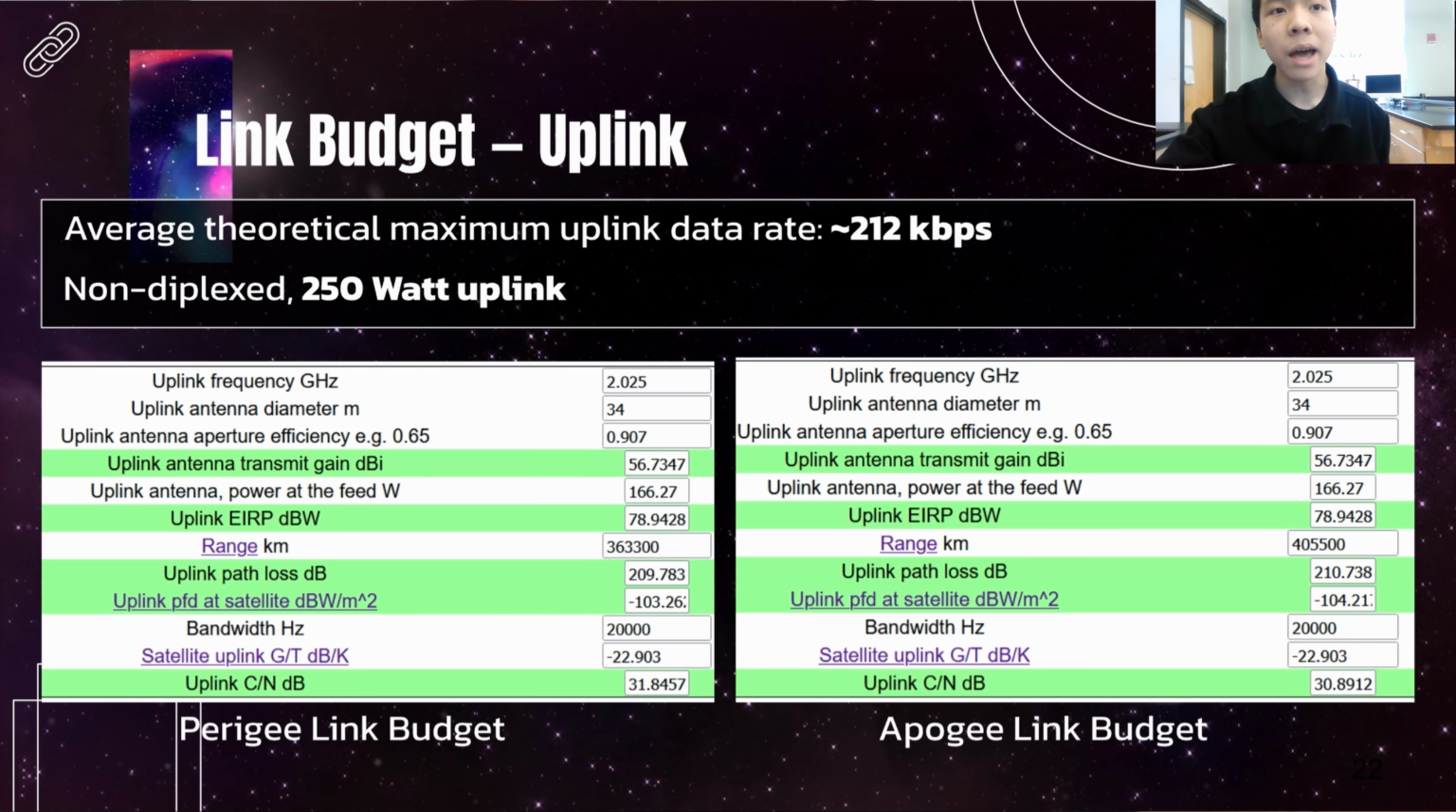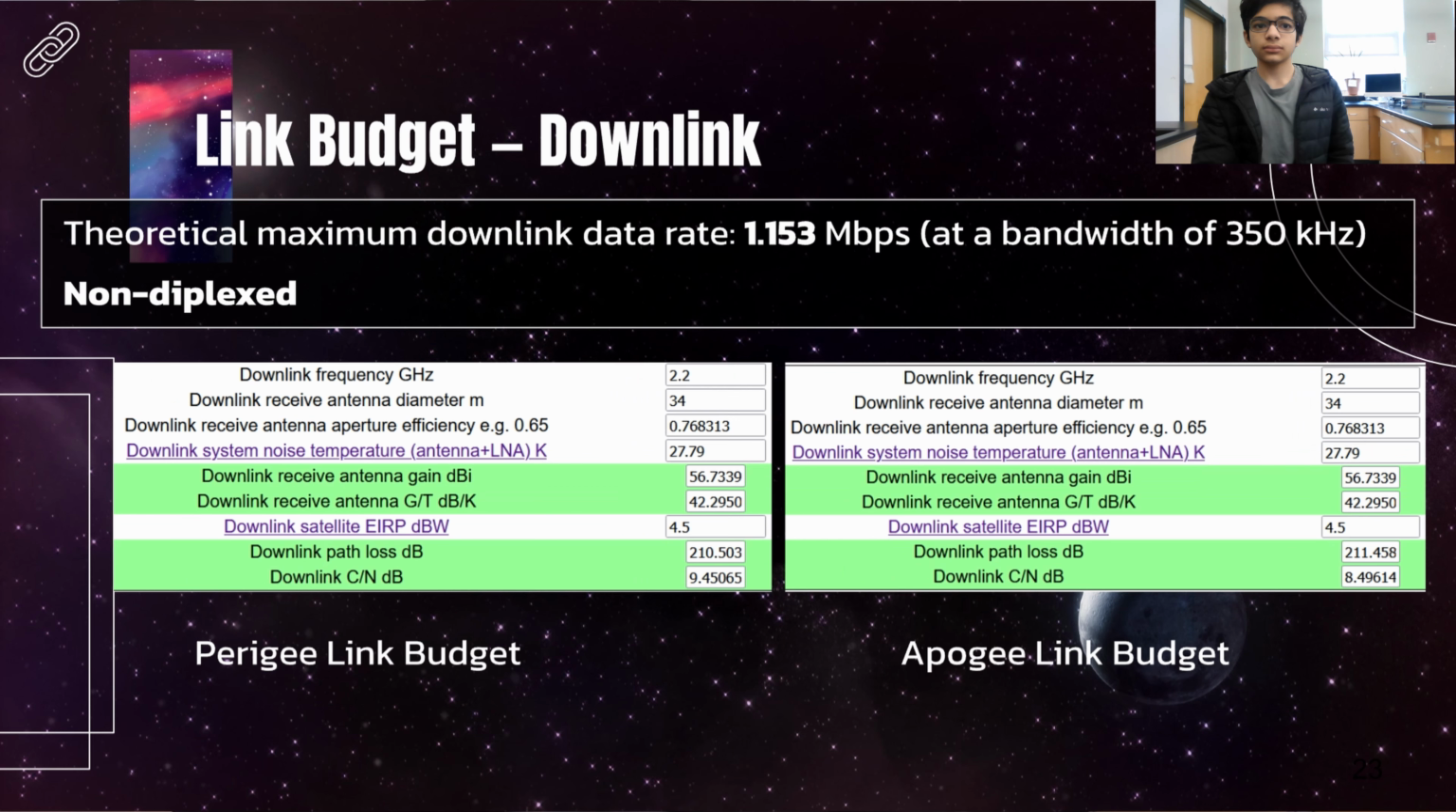Similarly, we used a mathematical formula for the uplink antenna power at the feed and the satellite uplink G/T ratio in decibels per Kelvin. For bandwidth, we started at the max bandwidth and decreased it until the uplink carrier to noise ratio was positive and the bandwidth was compatible. And we compared the link budget at different parts of the orbit. Non-duplexed means that it does not send data at the same time as it receives data. Similar to the uplink, we use similar methods to find the downlink values. We use the link budget calculator online for both the uplink and the downlink.